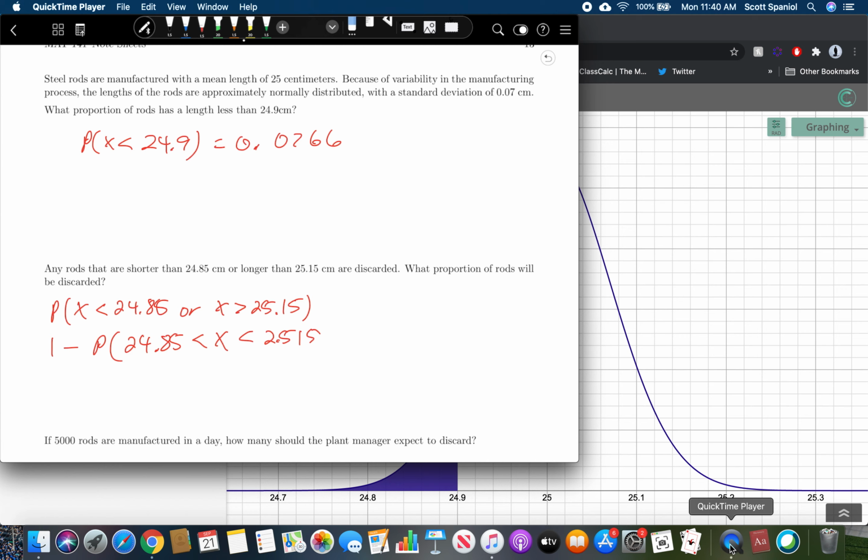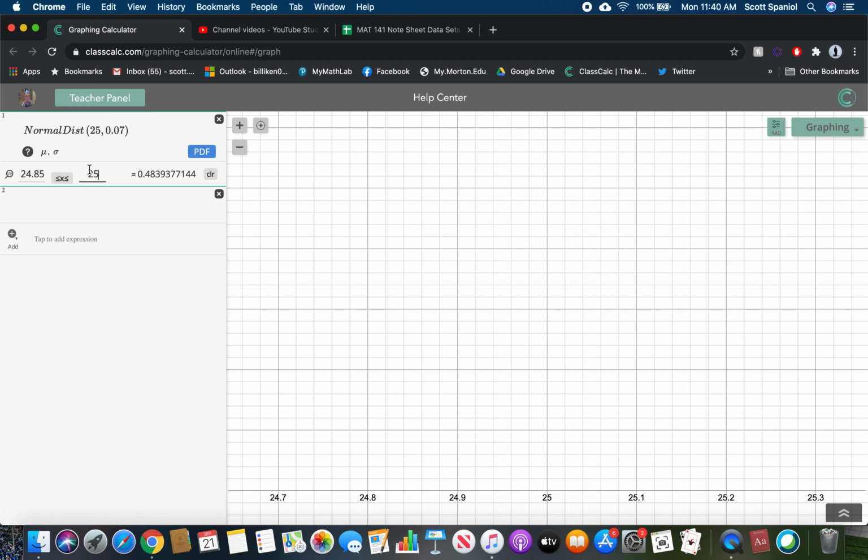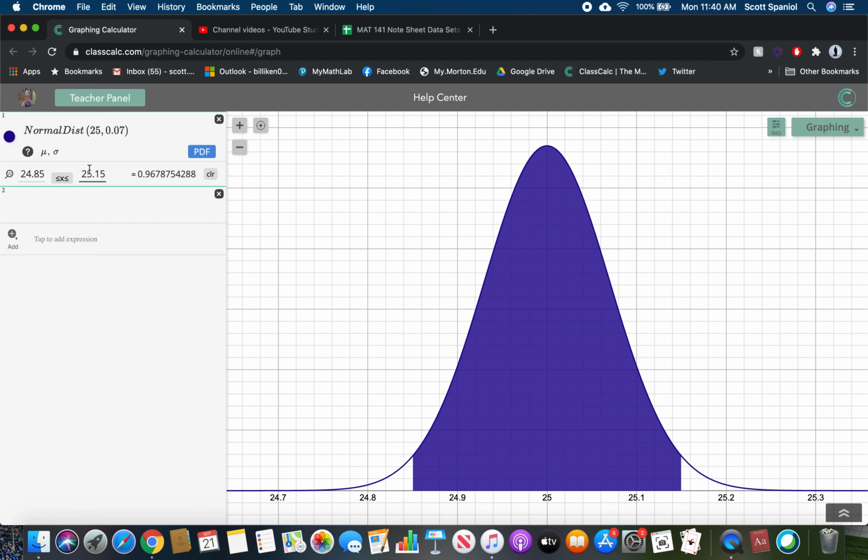Right, so that's what we're going to put into our calculator. So we're going to do 24.85, and then we're going to go up to 25.15, like that. And then I think we could actually do 1 minus, and then if you double click on this, it would on your phone. It's not working here, but anyway.